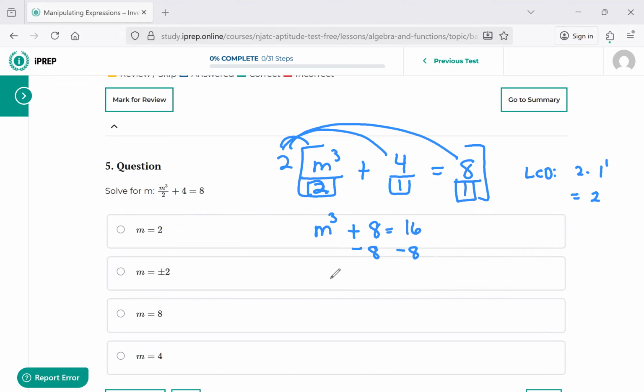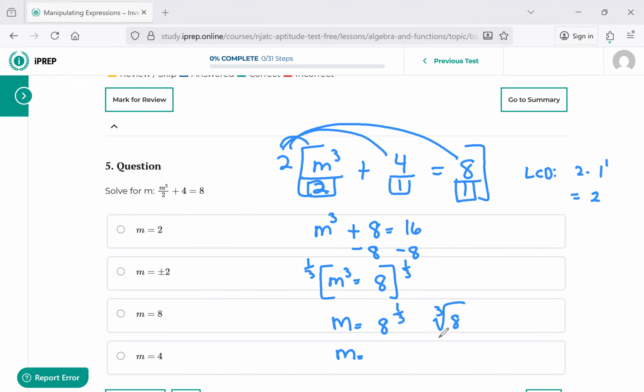Subtract 8, you get m cubed equals 16 minus 8, which is 8. And then to get rid of this power 3, you're going to raise both sides to the reciprocal of 3, which is 1/3. So over here, m cubed raised to the 1/3 is just m. And then this is going to be 8 to the 1/3, which is the same thing as the cube root of 8.